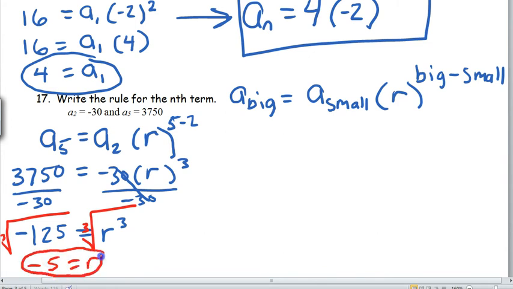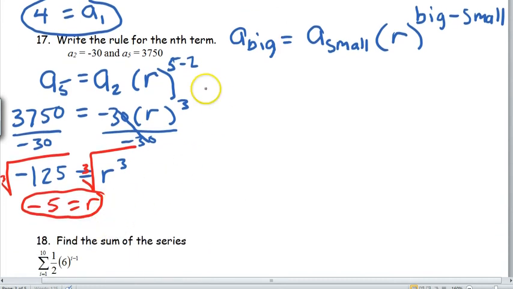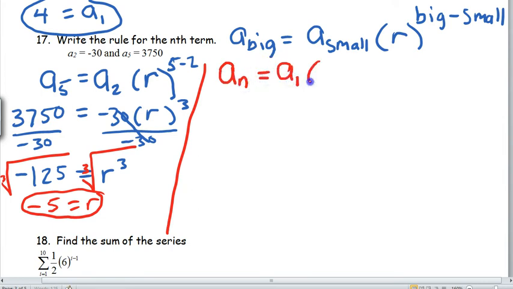There are two things I needed to find. I needed to find A1 and R. I just found R. Time to find A1. I find A1 by going back to the good old formula. AN equals A1 times R to the n minus 1 power. I go back home to this formula. Which one of these two values am I going to choose? I'm just going to choose this one because it's small. That's the only reason why I pick it.